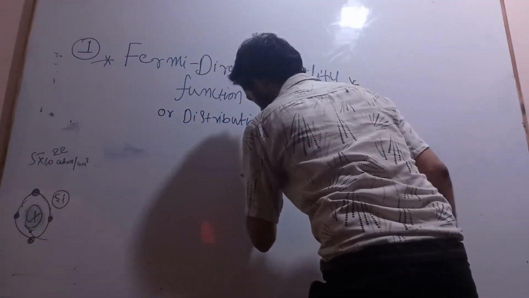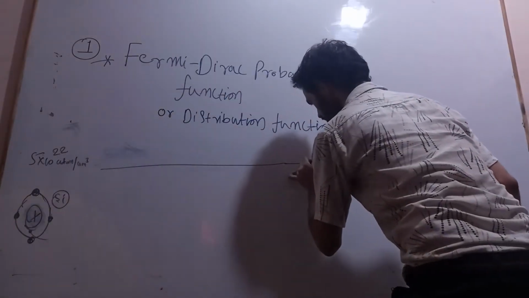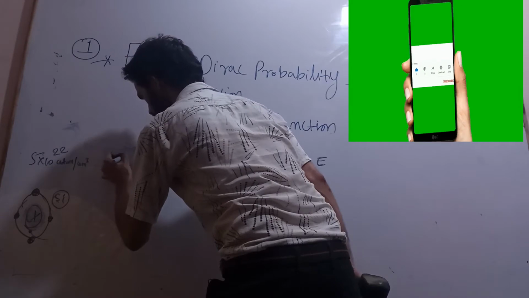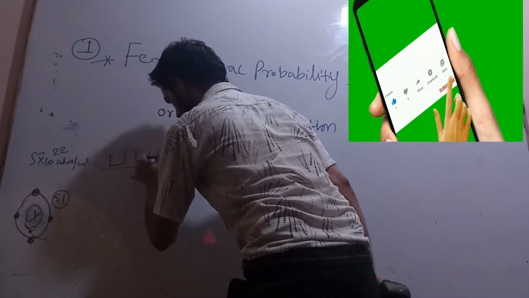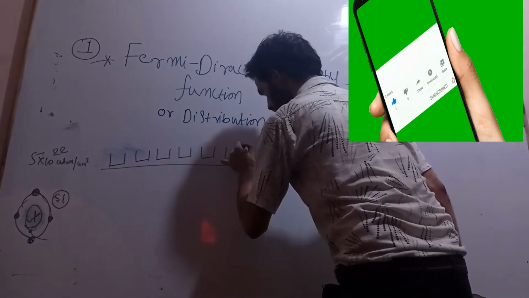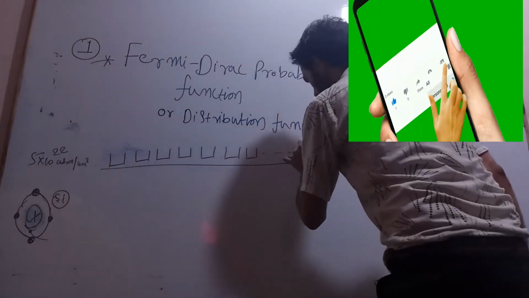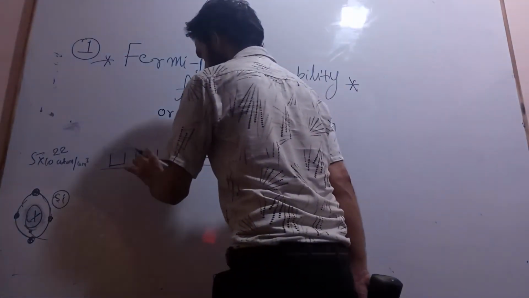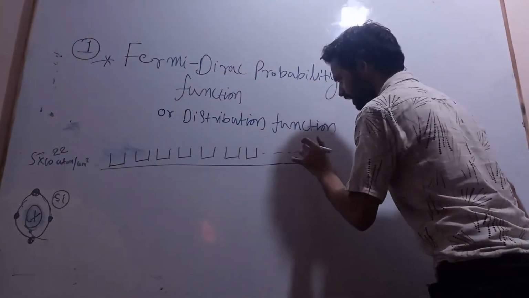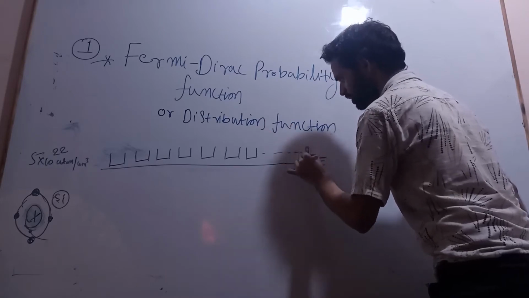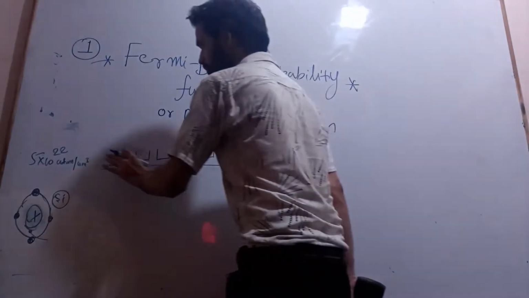See here, this is my energy level E. How many quantum states? Like this: one quantum state, two, three, four, five, seven, eight, like this. So many quantum states, like n quantum states are there. Let us take some other number, like G quantum states. G number of quantum states is there.